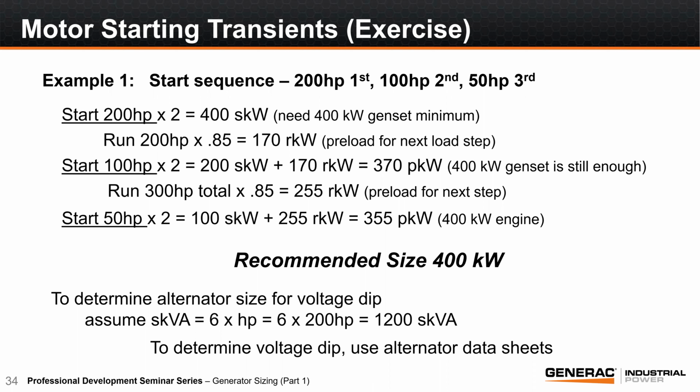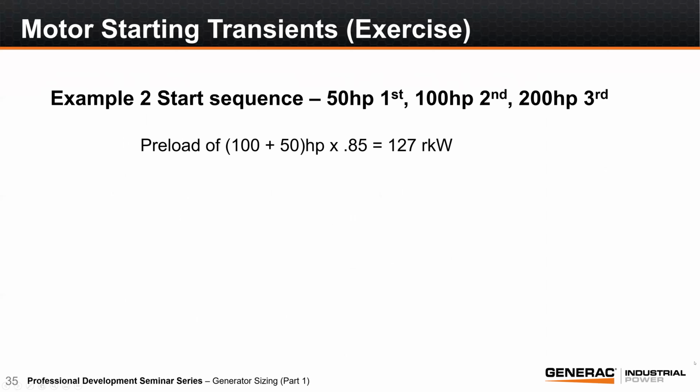Next, we will need to determine the alternator requirements to support the voltage dip of that application. And to calculate that voltage dip, we remember that the SKVA is equal to 6 times the horsepower of the largest motor that is being started, which will give you 1200 SKVA, 6 times 200 horsepower. Using the SKVA from the alternator data sheets that we have, we see that the 500 kilowatt alternator has a voltage dip of about 34%. And then we remember that our limit of a voltage dip is 35% based on the NEMA motor starting requirements. So that's that scenario. Let's go to example 2.